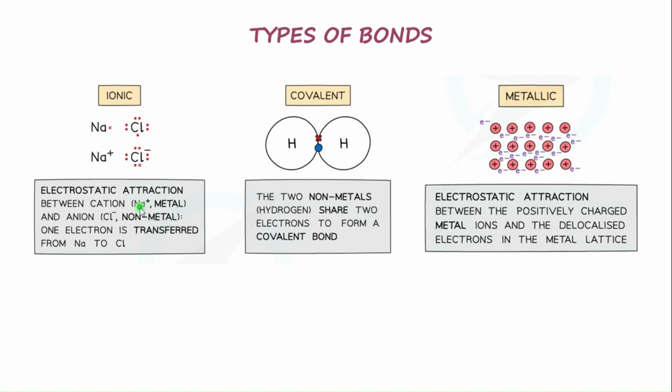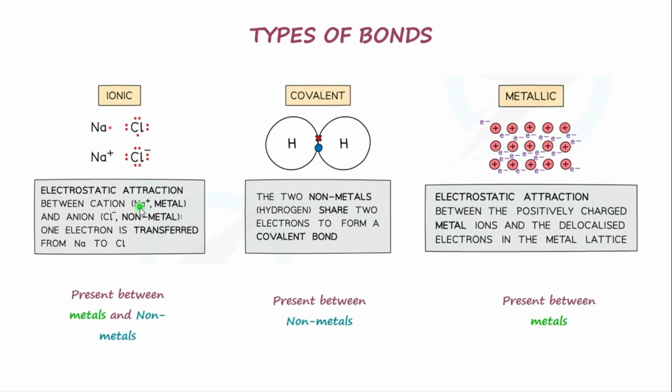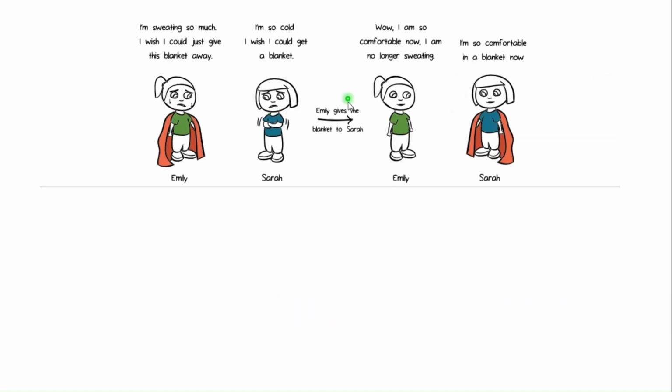Covalent bonds are present mostly between two or more nonmetals, while metallic bond is present between metals only. As I told you, ionic bond is like the give and take friendship. Let's think of this example: this person needs a blanket and this person has an extra blanket and does not need it, so it gives its blanket to the other person. That is a kind of give and take friendship, and that is an ionic bond.